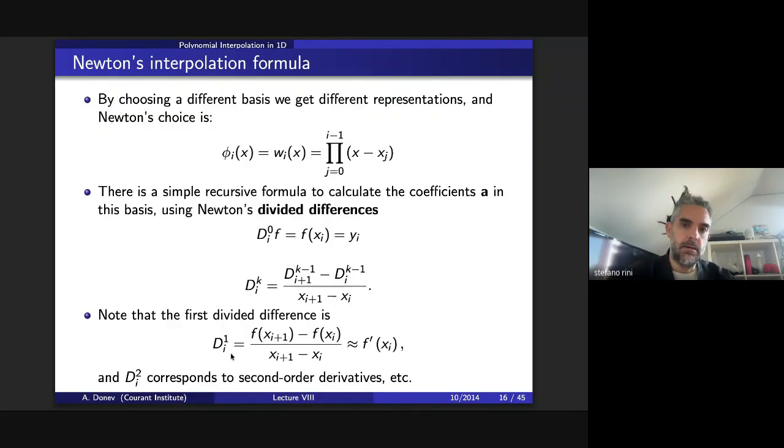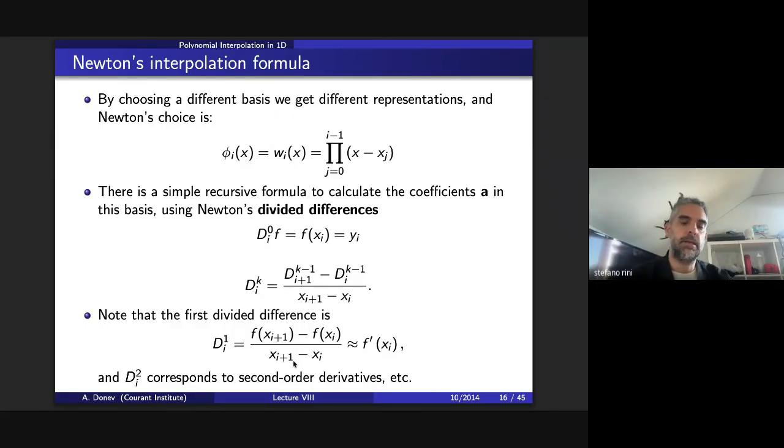And this is by applying this formula to the zero. That's what I was trying to describe before. And the first divided difference is equal to this beautiful formula here, right? Which is f of x_{i+1} minus f of x_i divided by x_{i+1} minus x_i. And this is the first order approximation of the derivative.